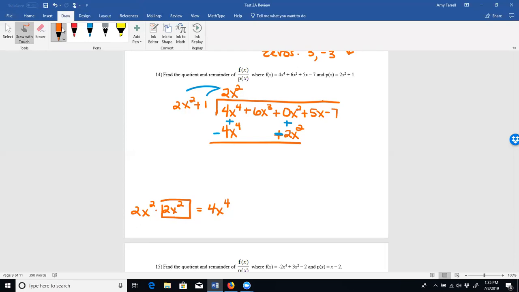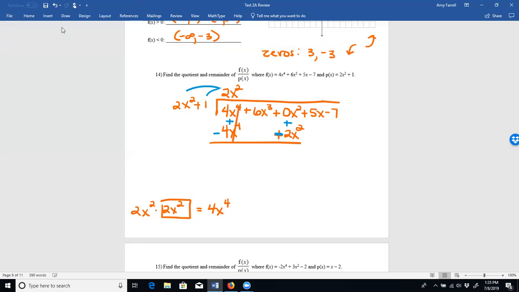4x to the fourth plus a negative 4x to the fourth is 0. The 6x cubed just gets dropped down because I'm not adding or subtracting anything from it. 0 plus a negative 2x squared would be a negative 2x squared. And I am going to drop down my next term, which is a 5x.